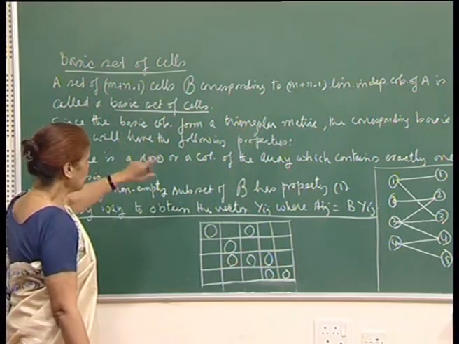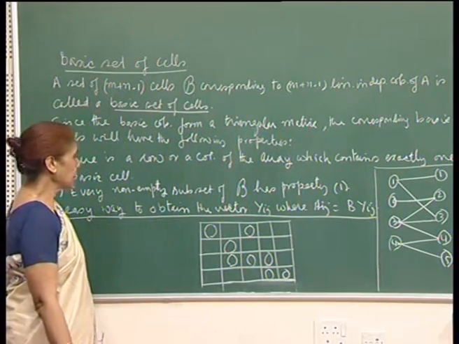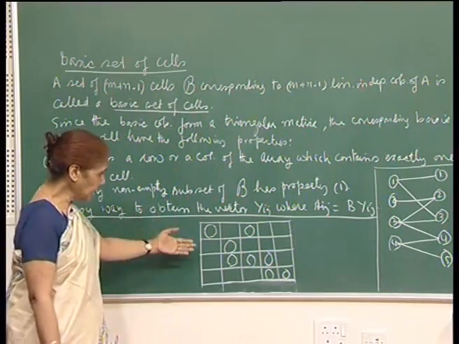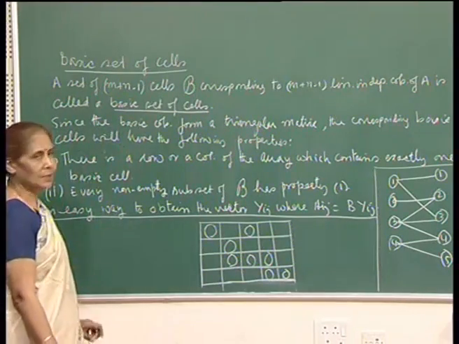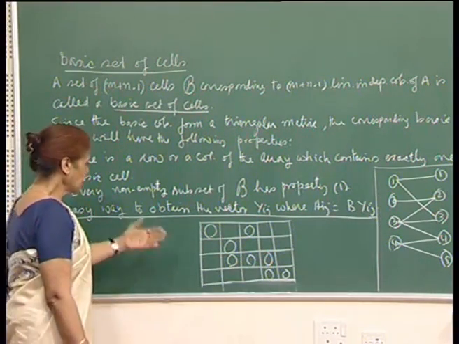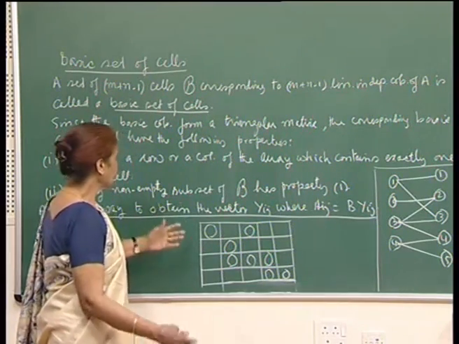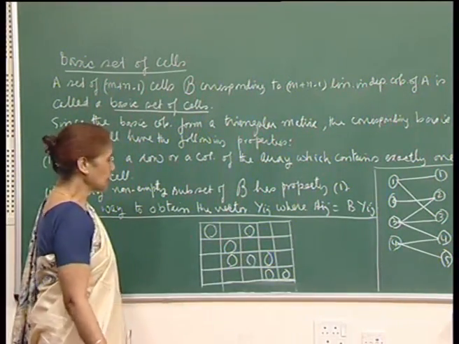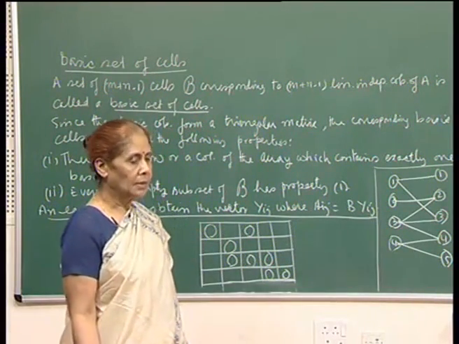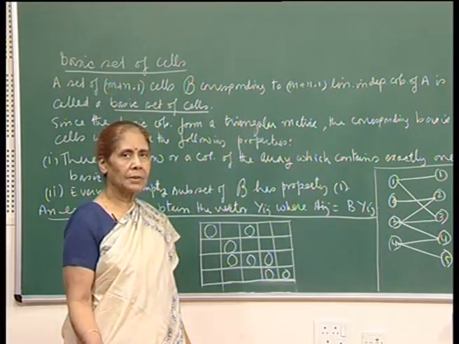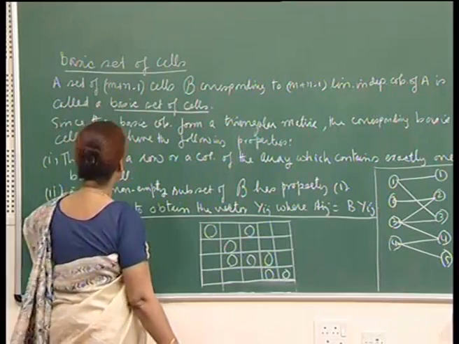So, you take the m plus n minus 1 linearly independent columns of A, and the corresponding cells that you will take in the array will form a basic set of cells, we will call them. And of course, later on I will show you that it is not necessary that every set of basic cells will give you a feasible solution, just as in the linear programming problem we saw that every basis will not necessarily give you a basic feasible solution, it will give you a basic solution. So, we will look at that later on.